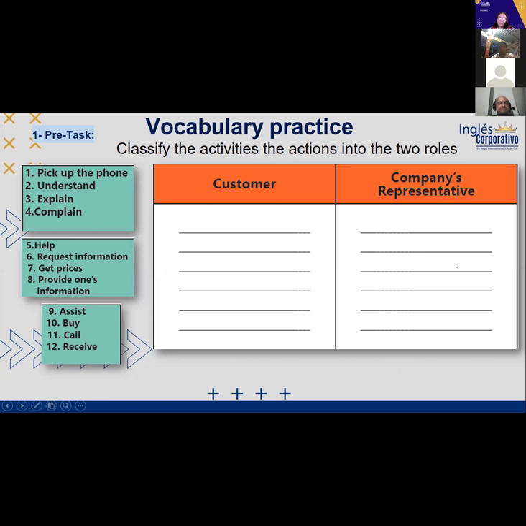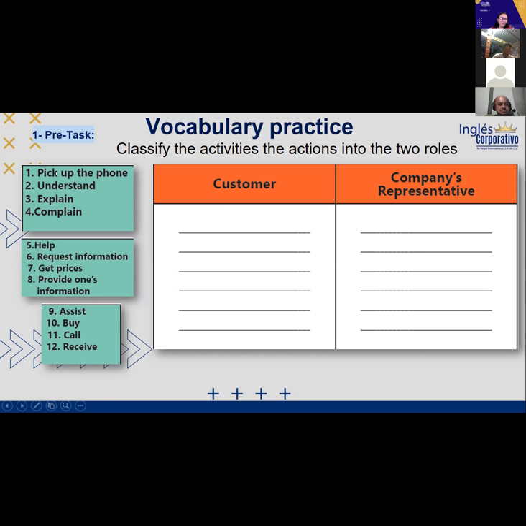Okay, a company's representative. Obviamente, cuando usted está comprando, solicitando, adquiriendo un servicio en una empresa, la persona que lo está atendiendo es el company's representative y usted está siendo el customer. Obviamente, si en su caso le toca trabajar para una empresa que ofrece servicios, productos o cualquier otra cosa que le toque vender, entonces usted es el company's representative, right?